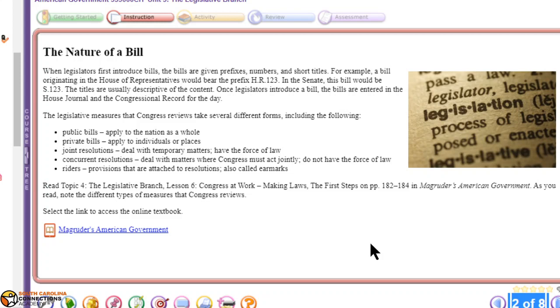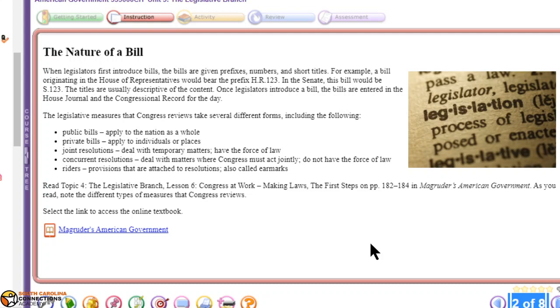Nature of a bill. When legislators first introduce bills, the bills are given prefixes, numbers, and short titles. For example, a bill originated in the House of Representatives would bear the prefix HR 123. In the Senate, this bill would be S 123. The titles are usually descriptive of the content. Once legislators introduce a bill, the bills are entered into the House Journal and the Congressional Record for the day.